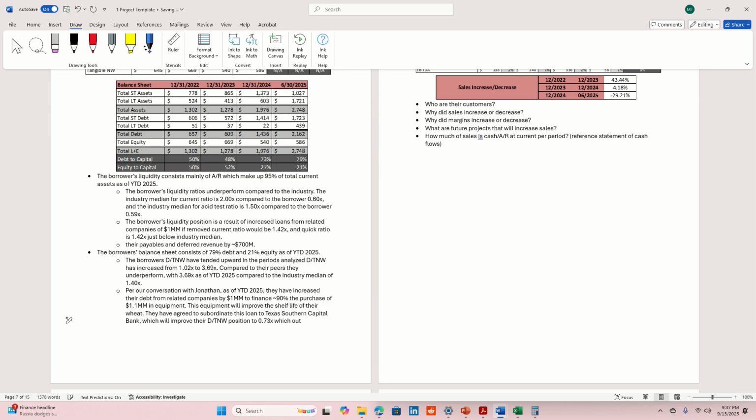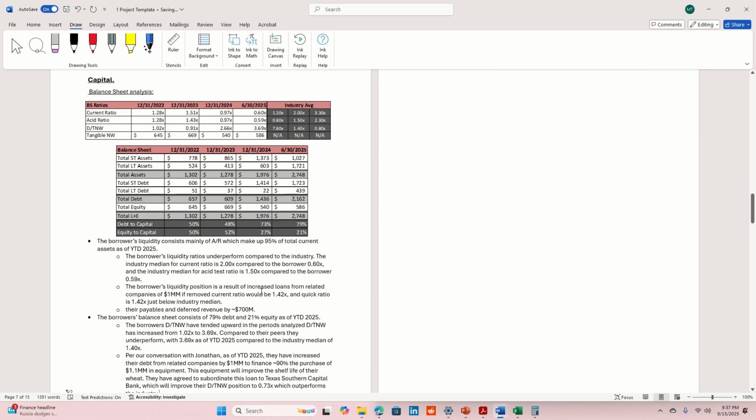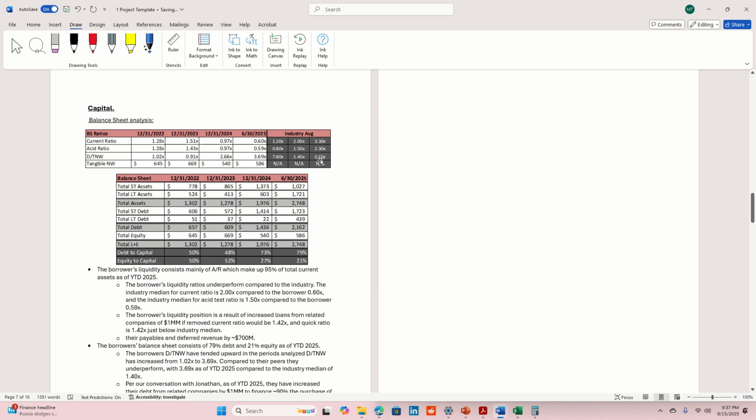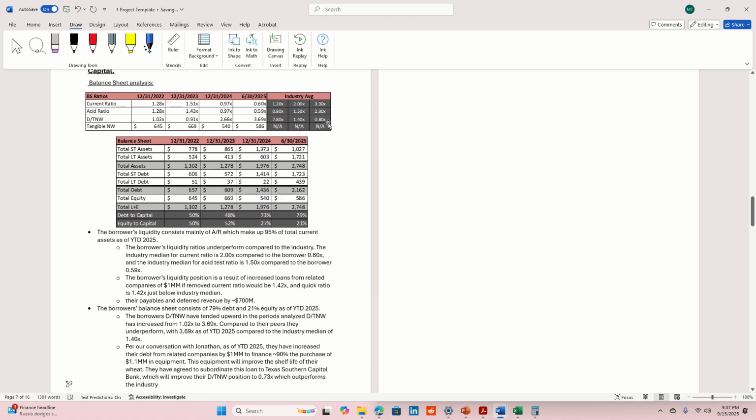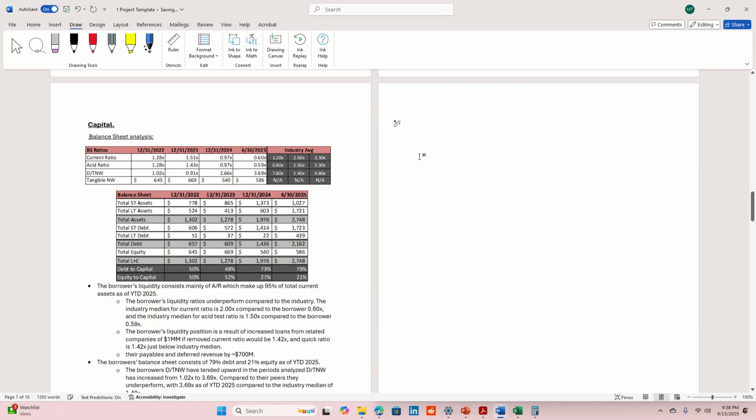Which outperforms the industry. They outperform the industry upper quartile of 0.080x.